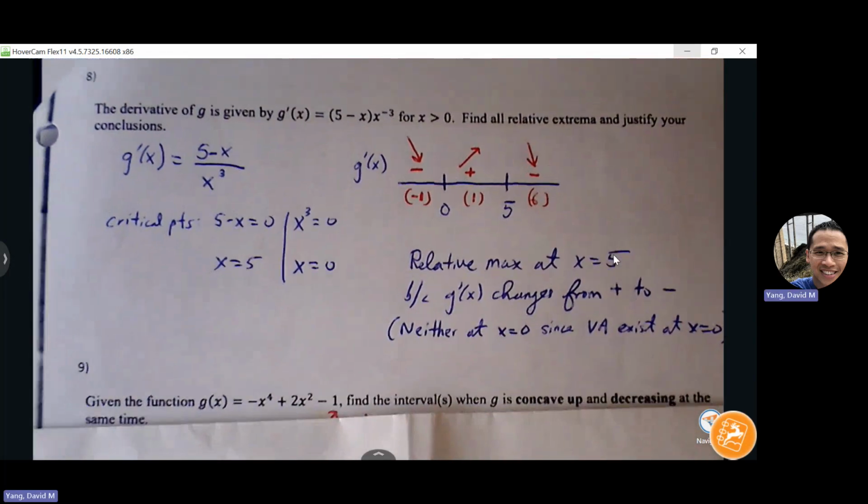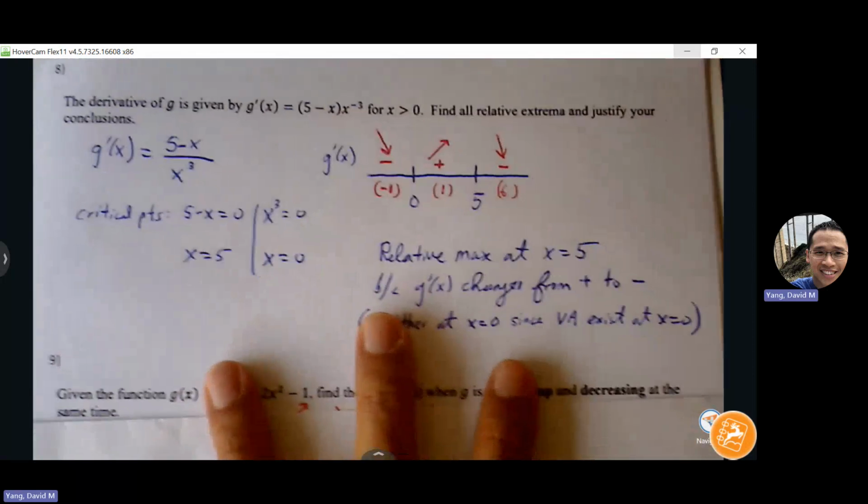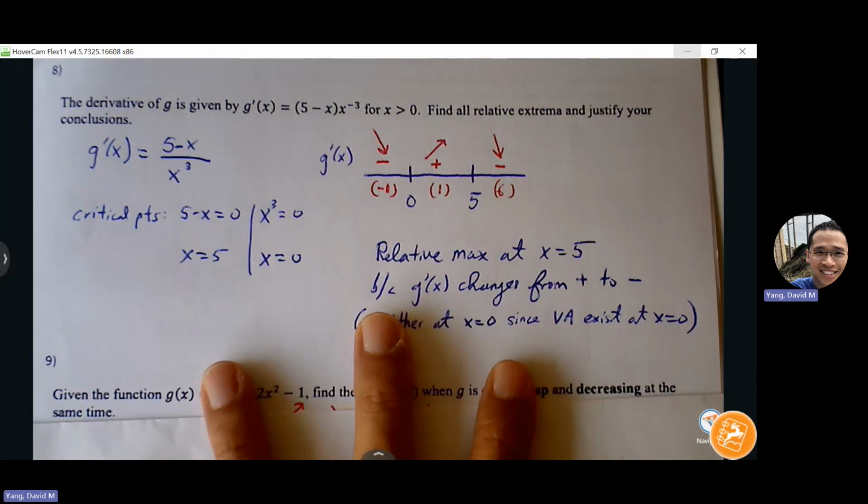I don't know the y value, just the x value. That's right, that's all I can provide, just the x value, because there's no other way of getting to the y value.